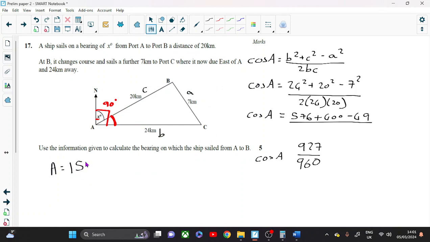It's 15 degrees. So our angle X is 90 minus 15, which is 75 degrees, which is a bearing. Remember, bearings are always 3 digits. So it's a bearing of 075 degrees. If you don't give it as 3 digits, you won't get your answer. Okay, that's why it's worth 5 points.